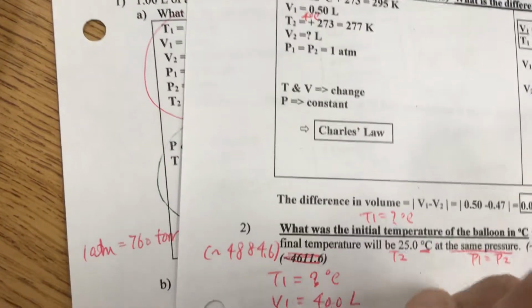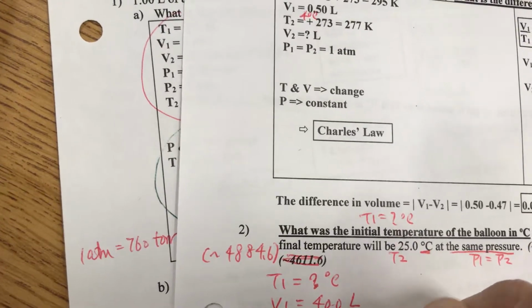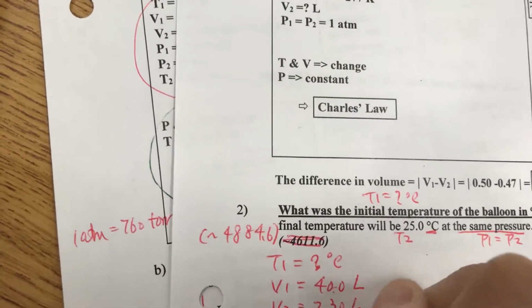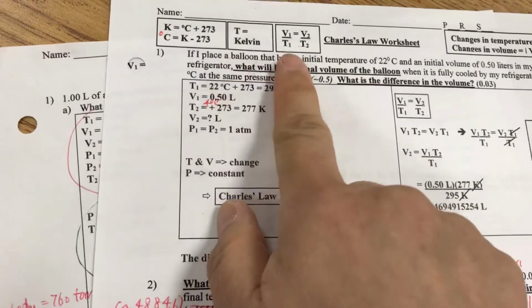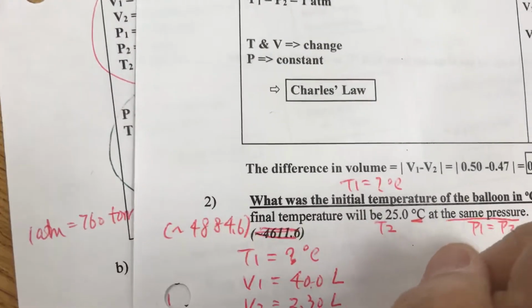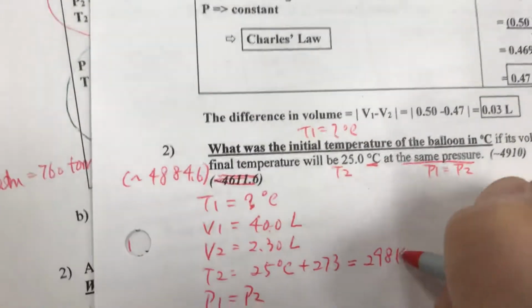So my volume 1 is 40, and then my volume 2 is 2.30 liter, and then my T2 is 25 degrees Celsius, and then my P1 equals my P2. Now, because this is Charles' law, your temperature in the formula must be Kelvin. So this is no good. We need to change the temperature from 25 degrees by adding 273 to get 298 K.